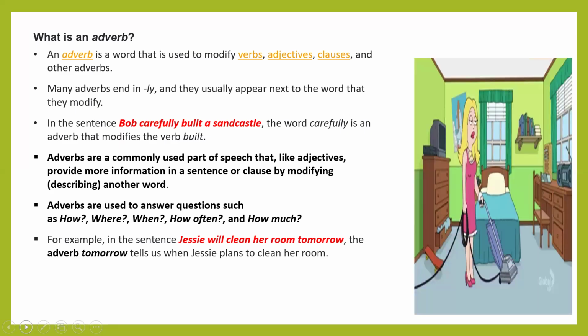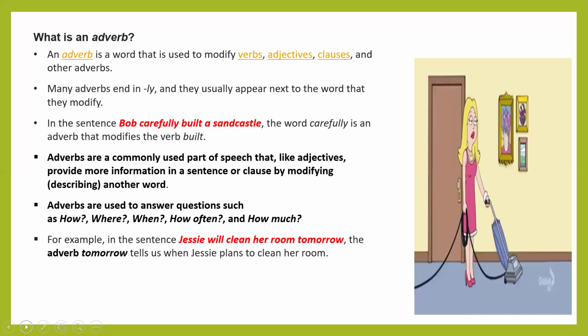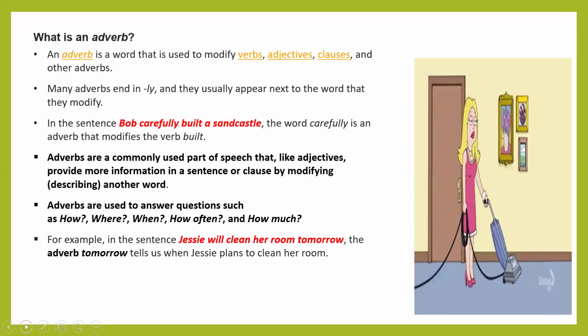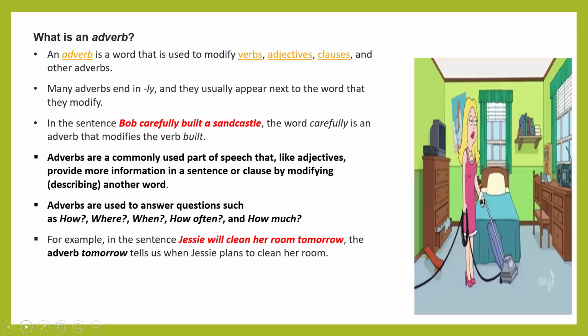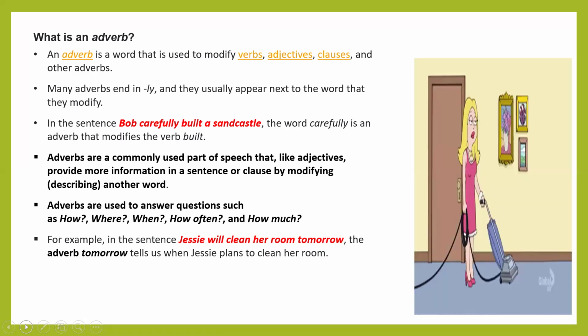Many adverbs end in ly, and they usually appear next to the word that they modify. In a sentence, look at the example. Bob carefully built a sand castle. The word carefully is an adverb that modifies the verb build. In this example, built is a verb and carefully is an adverb. So it is modifying a verb.